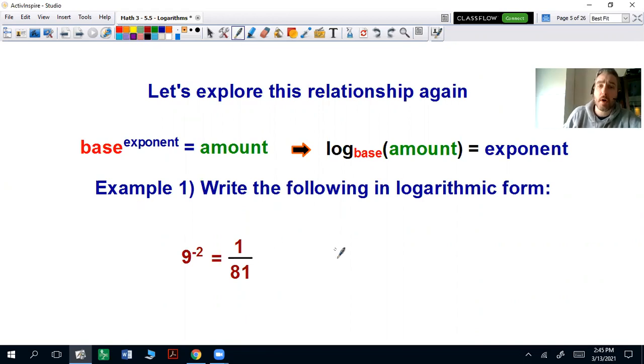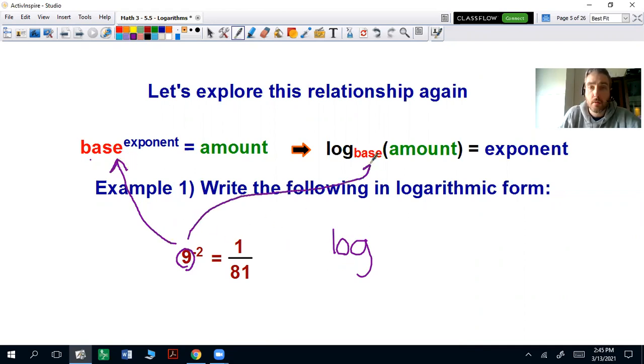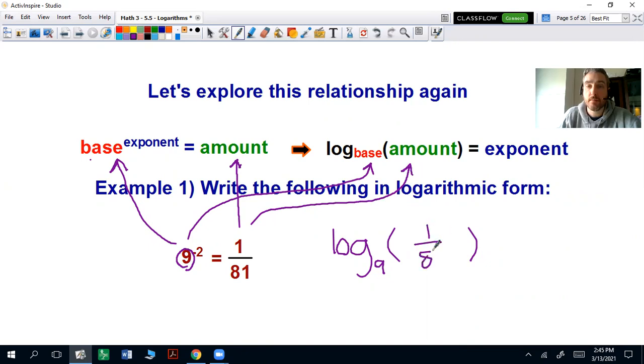Example 1. To write it in log form, we'll start by writing the log. And we identify the base of the exponent first. Now, what number represents the base here? It's the 9. So the 9 is your base. So we write it down in the subscript. In the parentheses, we put what it equals to. So the amount goes inside the parentheses in the log. So we do 1 over 81. And then we set it equal to what's left. And what's left is our exponent. Our exponent gets brought over to the right side of the equation, and we say -2. So we say log base 9 of 1/81 equals -2.